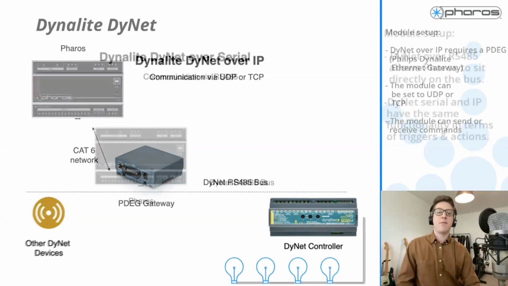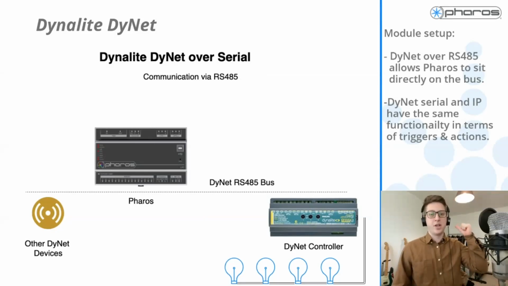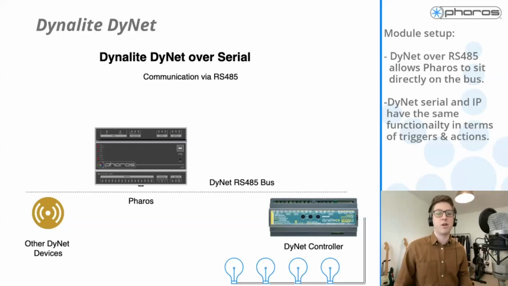The RS485 version, the serial version, is good as well. Pharos can sit directly on the DyNet RS485 bus. So we sit directly there and just send out commands without the use of a gateway. Very nice and simple to set up. So you have got 2 options there. You can either use the over IP version where you need a gateway, or you can just have the RS485 version and just have us sit on the bus.